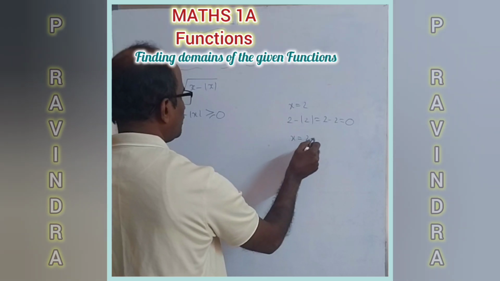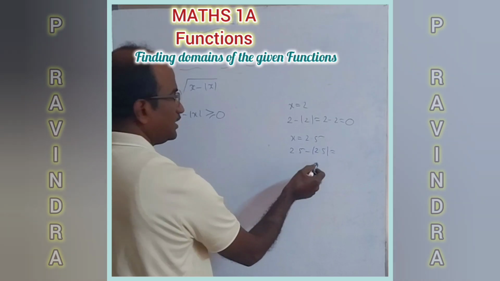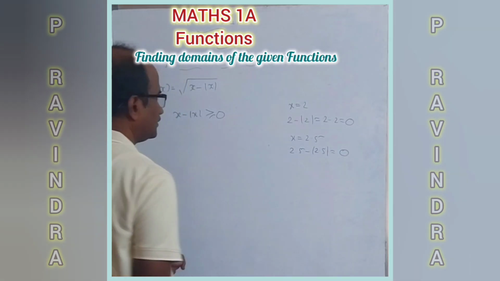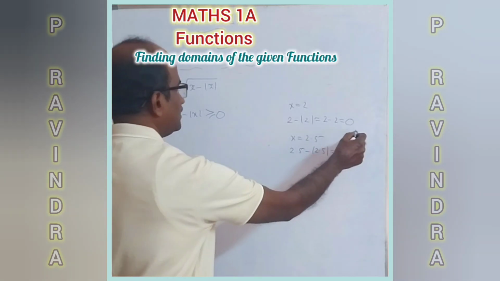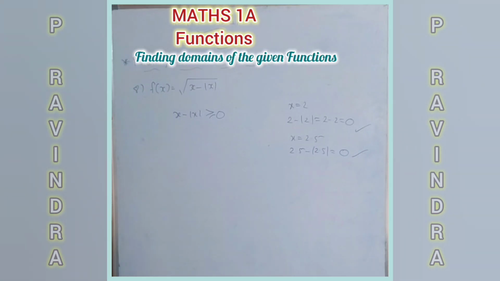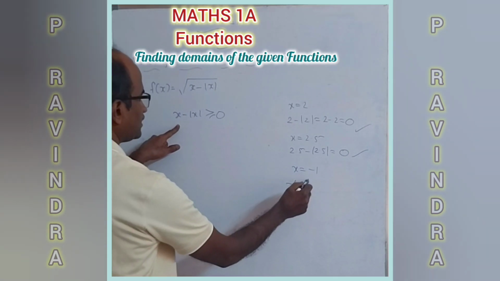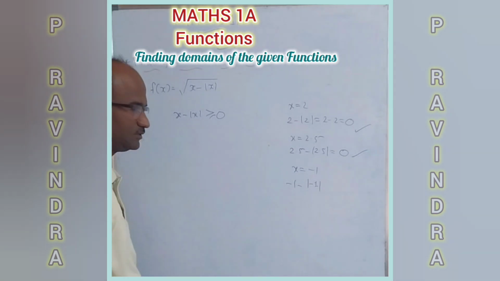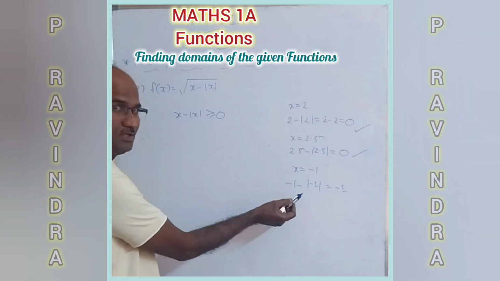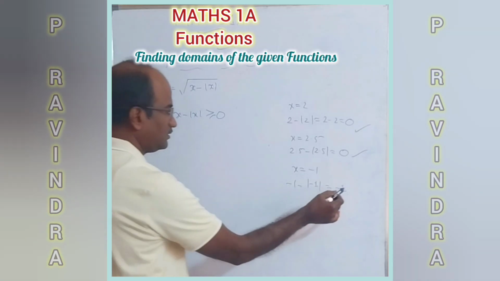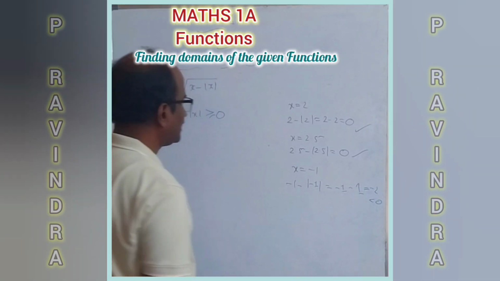If you take x as 2.5, then 2.5 minus mod of 2.5, that is 2.5 only, which is clearly 0. So whenever you are taking positive values, you are getting only one answer, that is 0. Now let us take negative. Suppose you take x equal to minus 1, what happens here? Minus 1 minus mod of minus 1. Mod of minus 1 is 1. So minus 1 minus 1 means you are getting a negative answer, which is minus 2.